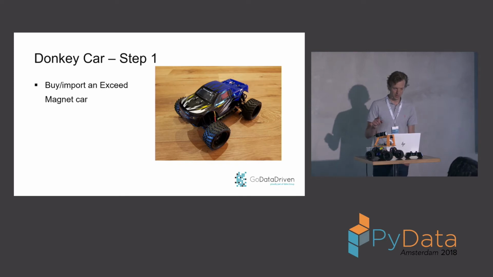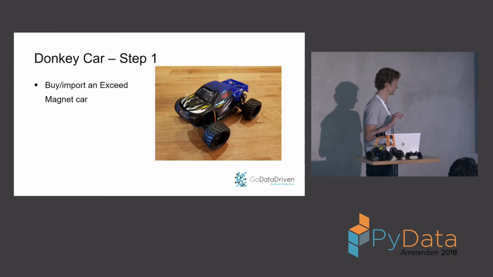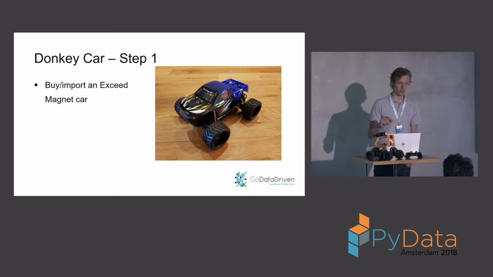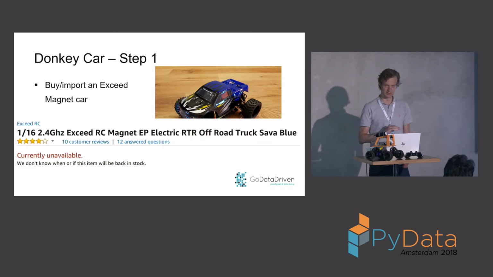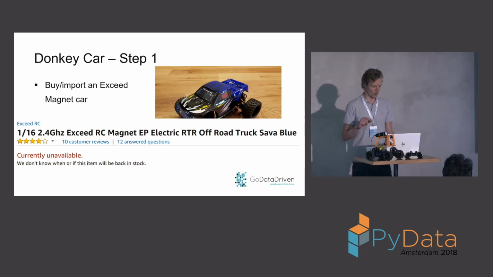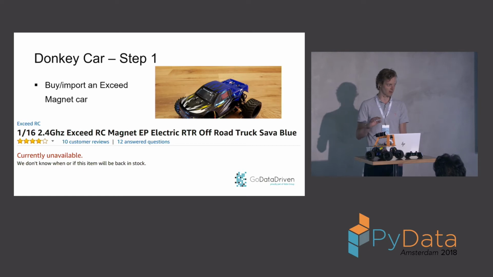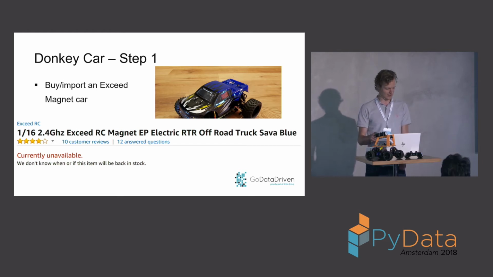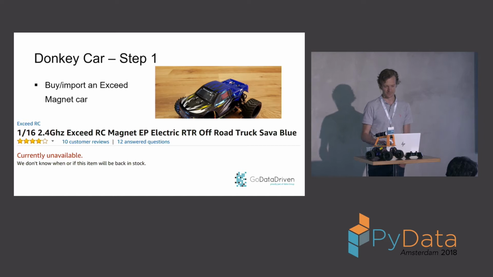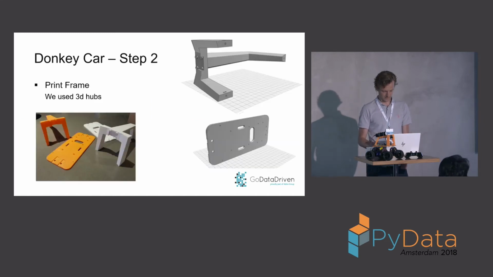Basically it's built around this Exceed Magnet car. Exceed is apparently a brand of RC car. You buy it, it's not really available because since they started building these kits, all of them are sold out to the geek community, I guess. So actually, we were monitoring the Slack channel. One guy posted, oh, there's some inventory over there. We just bought 2 and imported them and looked at the cost later. But that's basically the most difficult part to get, the RC car.